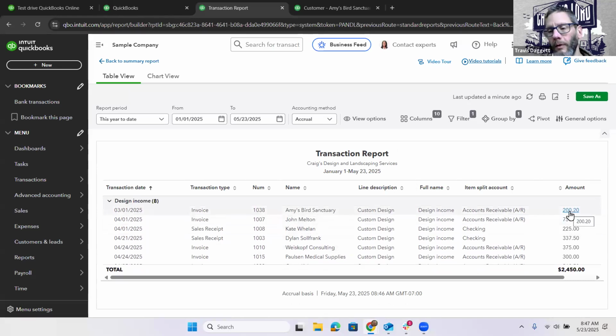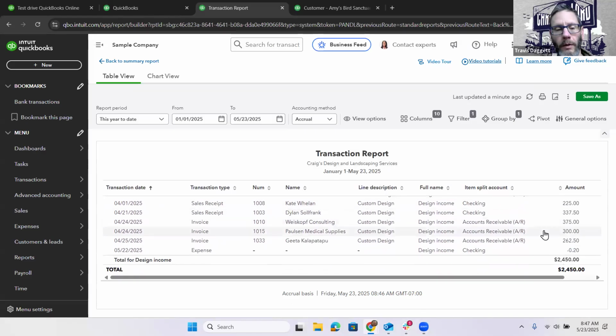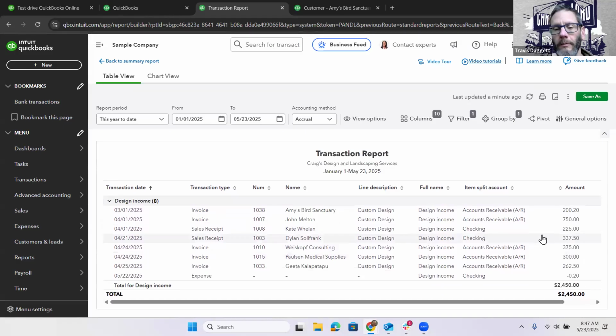Did we receive $200.20 in sales? Well, not really. We really only received $200 for the sale. It's an immaterial amount. You could also book it to bank fees, I suppose.